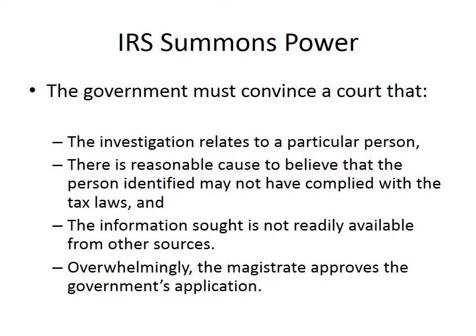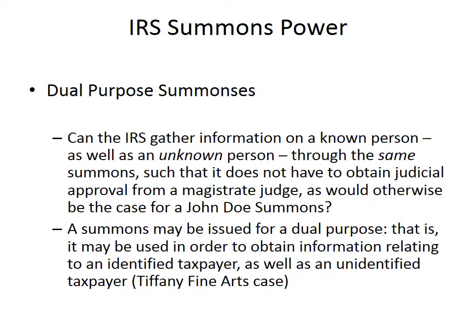Just discussed in terms of the John Doe summons. The issue here is this. Can the IRS gather information on a known person as well as an unknown person through the same summons? In other words, does it have to obtain a judicial approval from a magistrate judge for the unknown person, as would be the case for a John Doe, or since a known person is already a party to the summons, can it somehow bootstrap the unknown person into that same summons so that there's no independent requirement for proving the John Doe elements for the unknown person? I realize that that's a mouthful, but I think it'll be understood when I give you this next example.